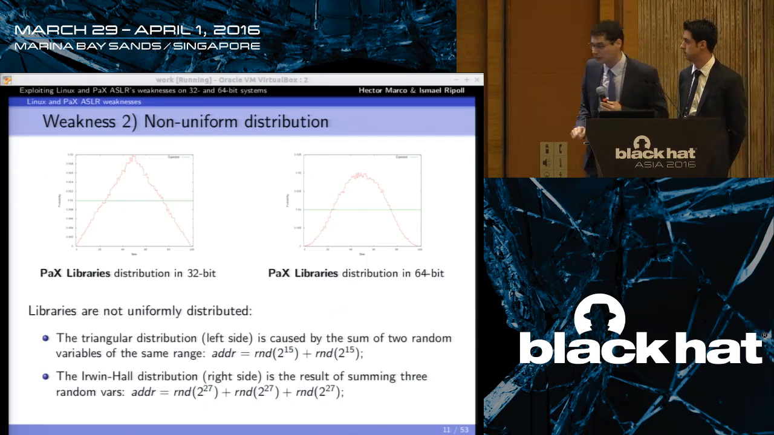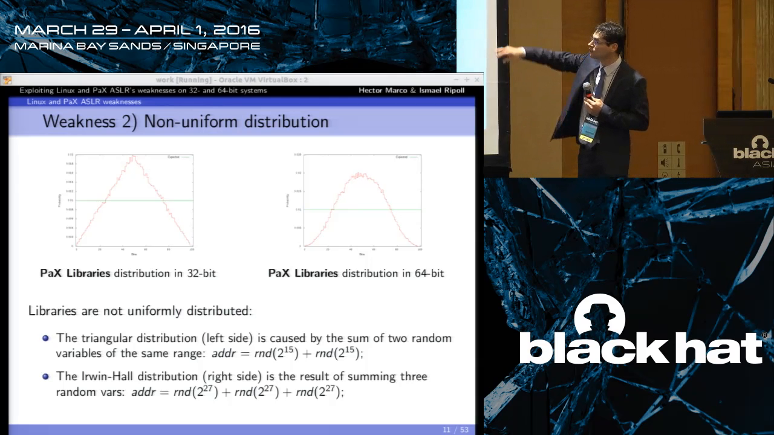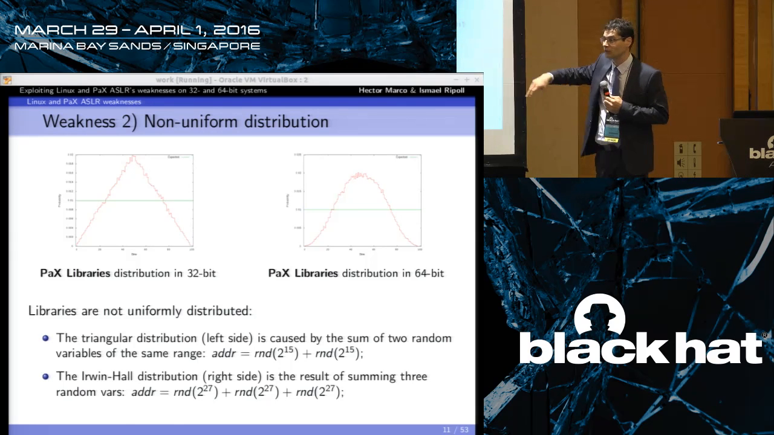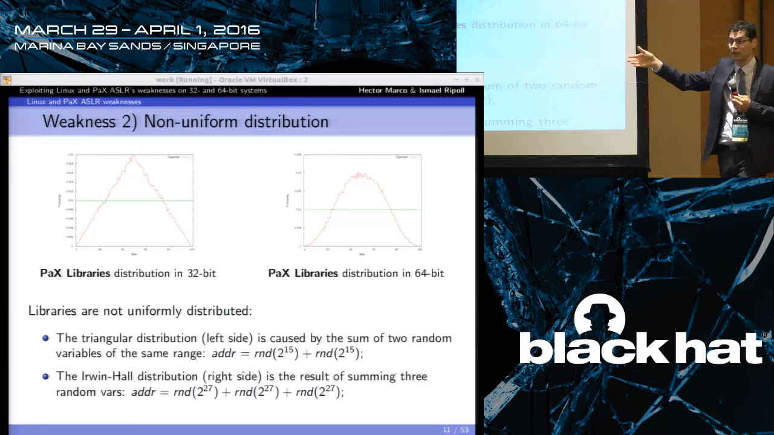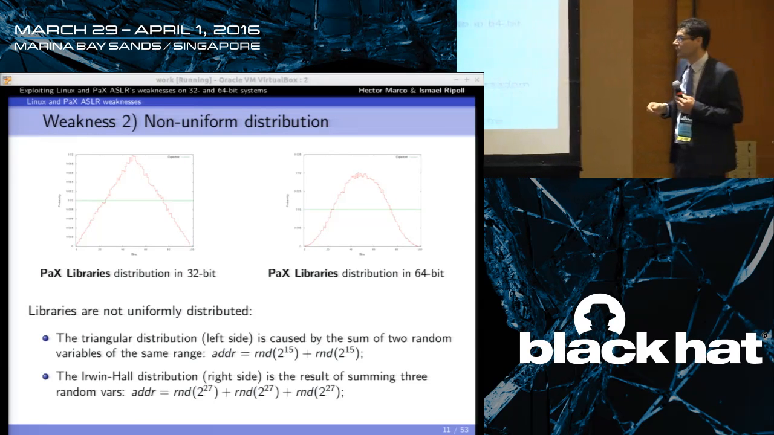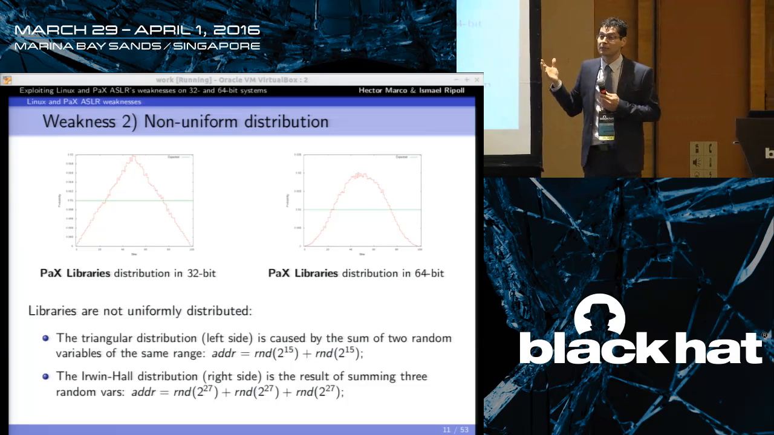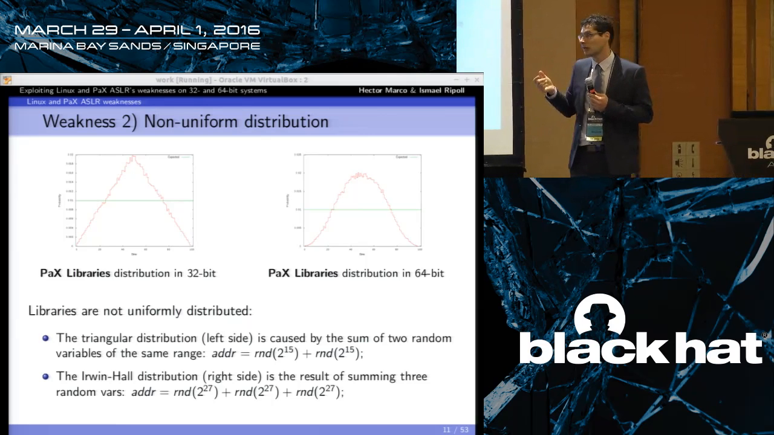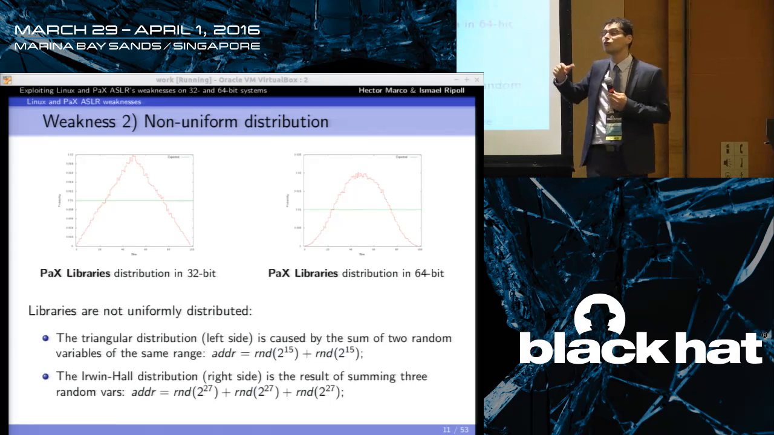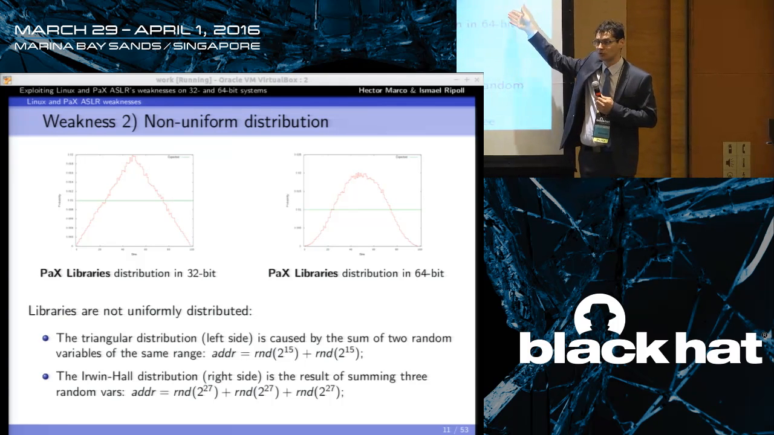The answer is yes. Libraries in the implementation of PaX in 32 bits follow exactly that, a triangular. And in 64 bits it follows something like this. This is not a Gauss bell. It's called the Irwin-Hall distribution. Why does this happen? This happens because adding two random numbers of the same range gives a triangular, and adding three numbers of the same range gives this distribution.